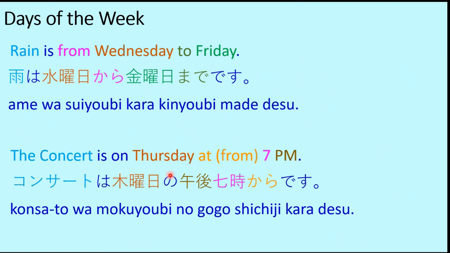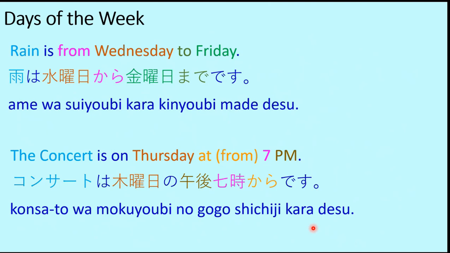What time of Thursday? 7 p.m. of Thursday. That means Thursday's 7 p.m. Thursday 7 p.m. is mokuyobi no shichiji. Mokuyobi no shichiji means shichiji of mokuyobi, that is 7 p.m. of Thursday. That's why it's written as konsaato wa mokuyobi no gogo. Gogo is again for p.m. and shichiji is the 7th hour. Kara is from. Konsaato wa mokuyobi no gogo shichiji kara desu. The concert is on Thursday from 7 p.m.